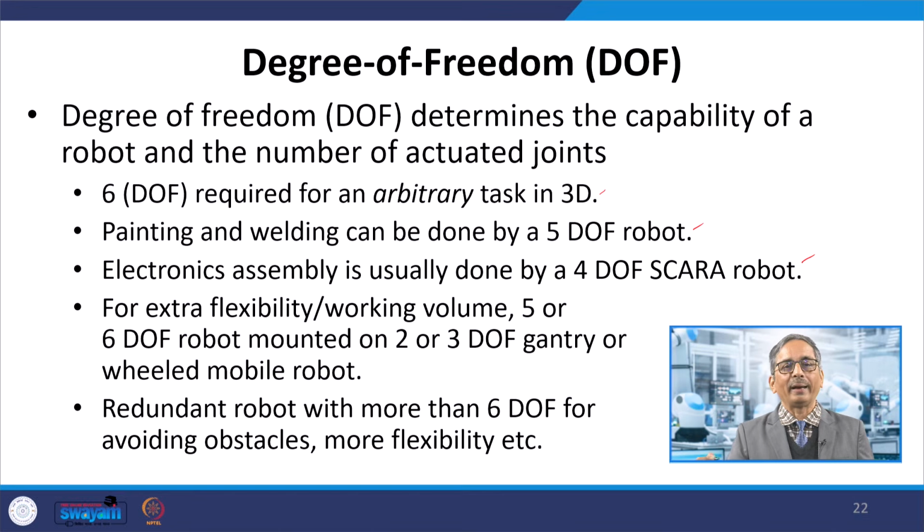And for extra flexibility and working volume, 5 or 6 degrees of freedom robots mounted on, say, a 2 or 3 degrees of freedom gantry or wheeled mobile robot, that type of configuration is also possible. That is a manipulator mounted on a mobile base. This mobile base could have say 3 degrees of freedom or it could have say 1-2 degrees of freedom. Then the redundant robots can have more than 6 degrees of freedom, and naturally these additional degrees of freedom are used for avoiding obstacles and giving more flexibility to the robot.